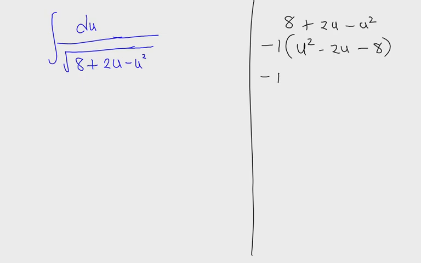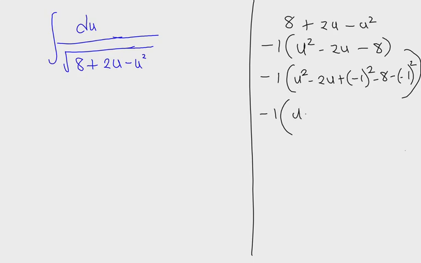Okay, keeping the minus 1 out, so I have minus 1, and then I will look at the coefficient of u. The coefficient of u is minus 2. Half of it, dividing it by 2, is minus 1. The square of that half is minus 1 squared. So I will add minus 1 squared and subtract it. So it will now be u squared minus 2u plus minus 1 squared, minus 8 minus 1 squared.